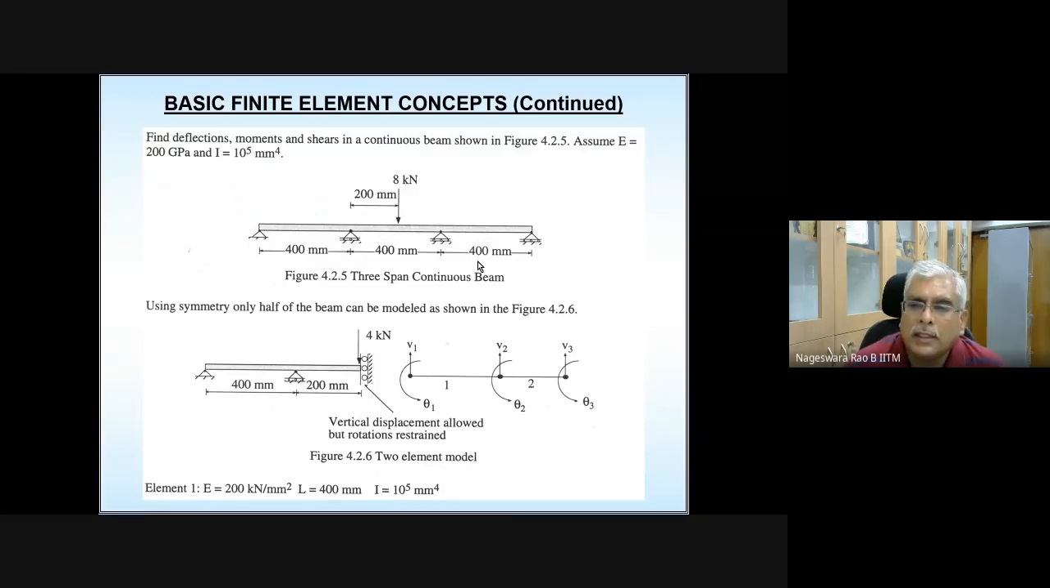In the third span, only one element is enough. And as I just mentioned, instead of these two intermediate supports, let's say I have a simply supported beam subjected to this point load at the middle. Then I need to have a node at the point where the load is applied. So for that kind of situation, I need to have two elements. Okay?